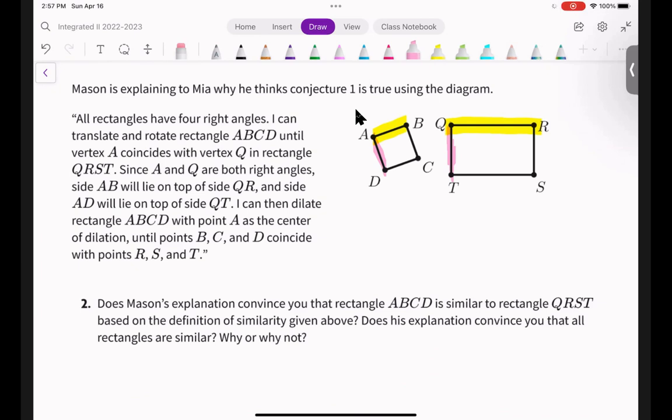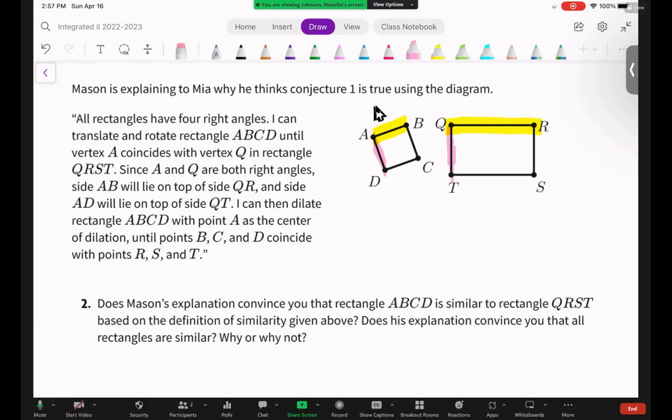So most of you can see that these 2 are not similar, right? And the reason why is however much I have to make side AB grow so that it lines up with R, so that B lines up to R, is not going to be the same as AD so that it matches with QT, right? So based on that, that tells me that first conjecture is not true because these 2 rectangles are not similar.